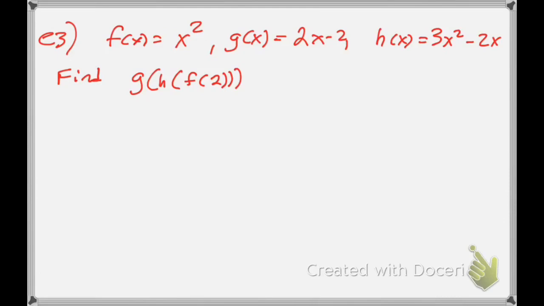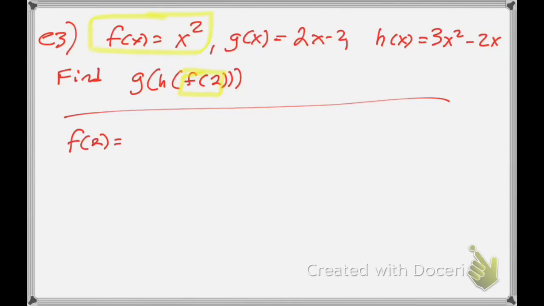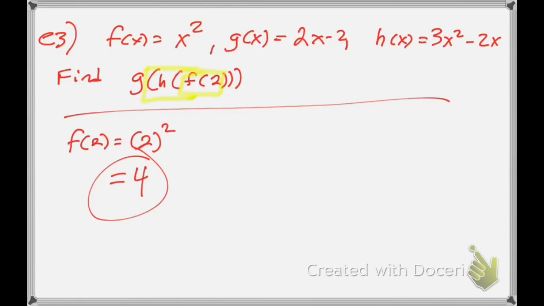Now here I'm going to start with the f of 2. So first, let's evaluate the function f when x is equal to 2. So I'm going to be using this function here. That's just going to give me x squared, so 2 squared. That gives me 4. Now from here, my next function that I'm going to be working out to is h. So now I'm going to take this solution I get here and plug that into the function h. So I get h of 4 now.